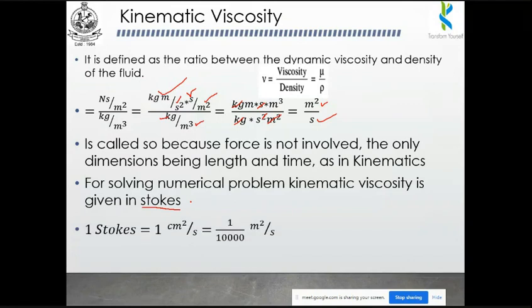One Stokes is equal to 1 centimeter square per second. If you want to convert this centimeter square into meter square, you have to multiply with 10 to the power minus 4, that is, divide by 10 to the power 4. So one Stokes is equal to 1 by 10,000 meter square per second. Please make a note of this unit conversion. It will be useful for our next problems.